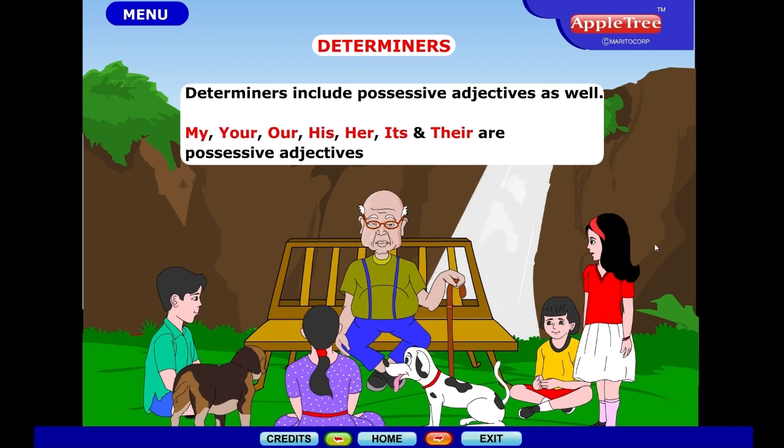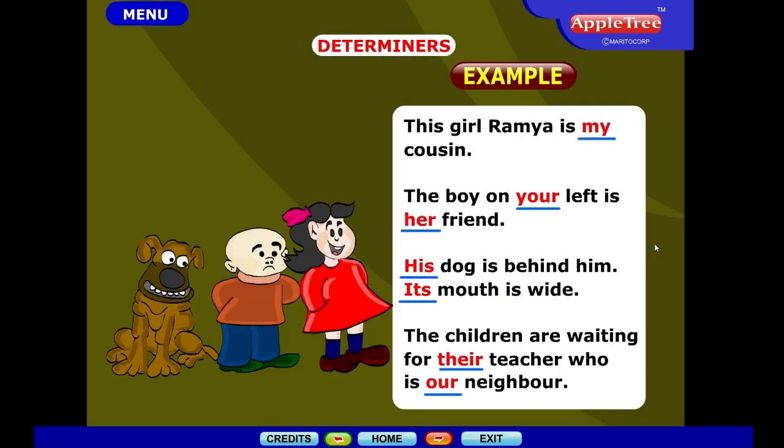Determiners include possessive adjectives as well. My, your, our, his, her, its, and their are possessive adjectives. In this example, the underlined ones are possessive adjectives. This girl Ramya is my cousin. The boy on your left is her friend. His dog is behind him. Its mouth is wide. The children are waiting for their teacher, who is our neighbor.